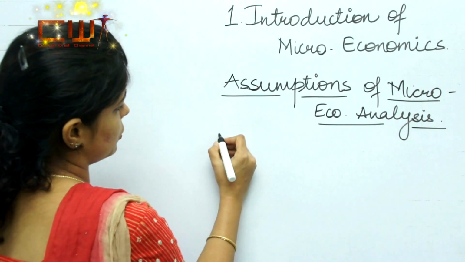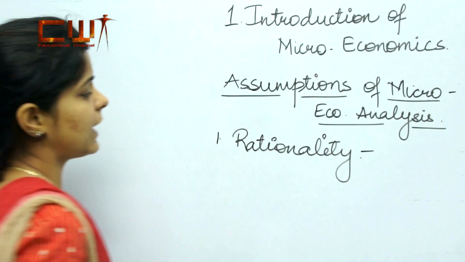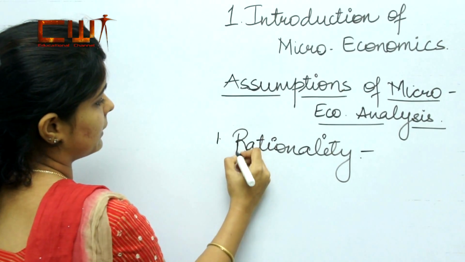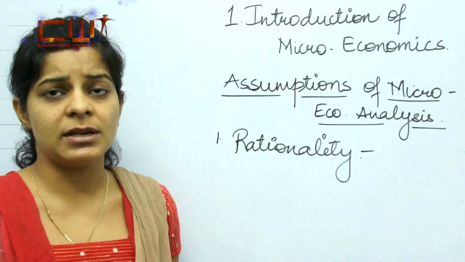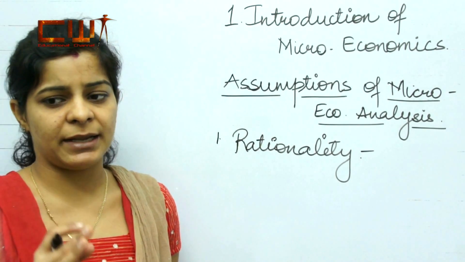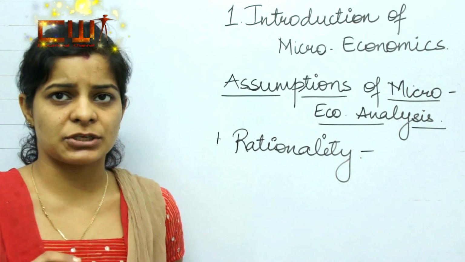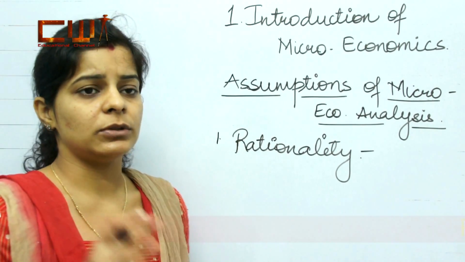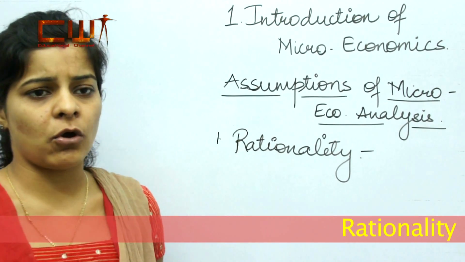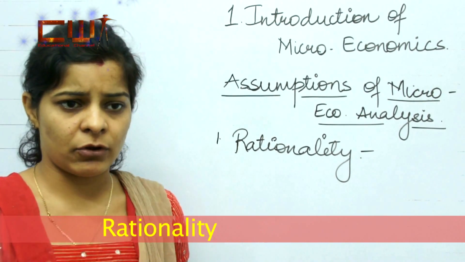So the first assumption of microeconomic analysis is rationality. What do you mean by the term rational? Rational means a person is said to be rational when he is using his mind and taking decisions, right? See, suppose you are walking on the road, you know that the rule says that you have to walk or drive on the left side of the road. So that is a rational behavior on your part.